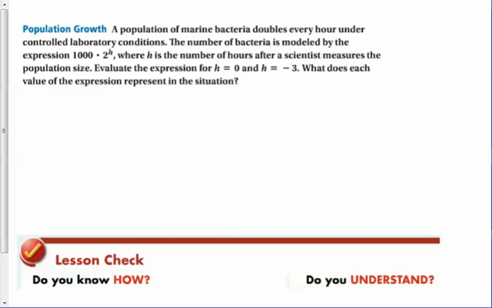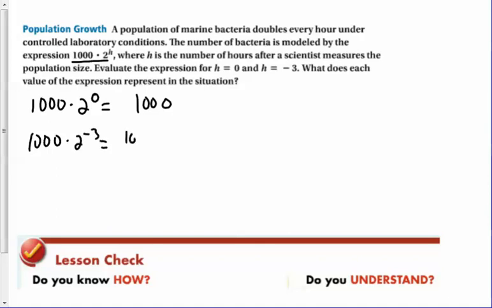What I like about this problem is they told you that h stands for the number of hours after a scientist measures the population. So if I do 1,000 times 2 to the 0 power, that's 1,000. All right. And if I plug in negative 3, 1,000 times 2 to the negative 3, that's 1,000 over 2 cubed, which is 1,000 over 8, which if I use my calculator, that's 125.